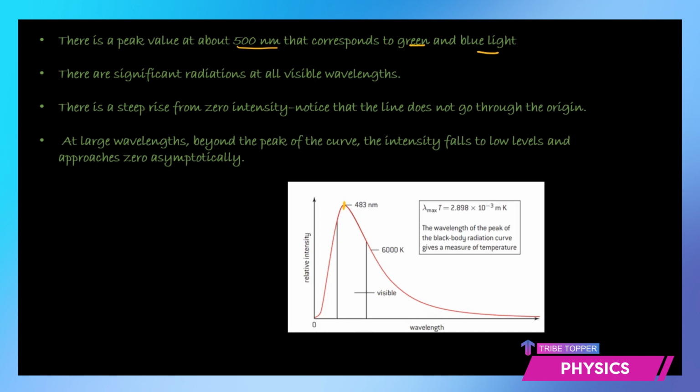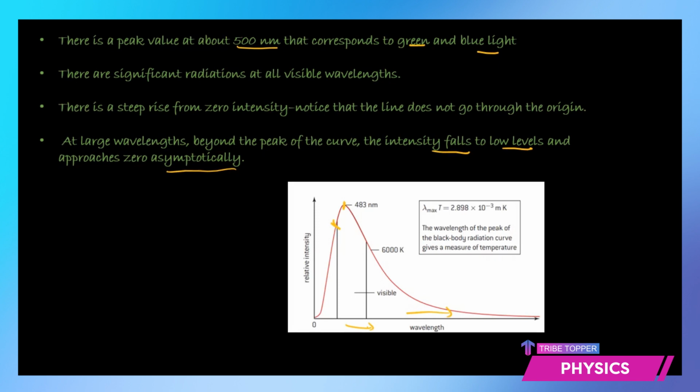If you see here, relative intensity corresponding to the wavelength, there's a sharp rise in the intensity starting from zero. And the line does not touch the origin. If you enlarge the graph, it is not passing through the origin. It is already starting a little above zero. And as we go to the right at larger wavelengths, beyond the peak of the curve, the intensity falls to low levels and approaches zero asymptotically.